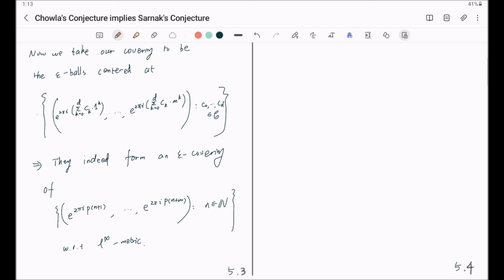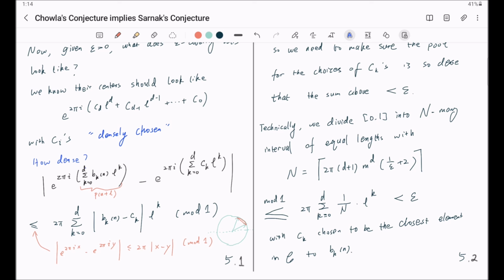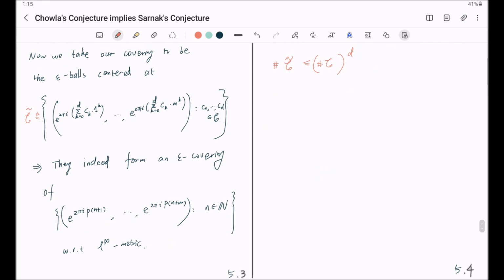Now, if you denote this set by C tilde, the cardinality of C tilde will be the same as the cardinality of the epsilon ball covering for this sequence. So now let's give an estimate for the cardinality of C tilde. This will be less than or equal to the cardinality of C raised to power d. But what is the cardinality of C? Recall by our construction, the cardinality of C is n, or n plus 1. It doesn't matter. So this is bounded by (n plus 1) raised to power d.